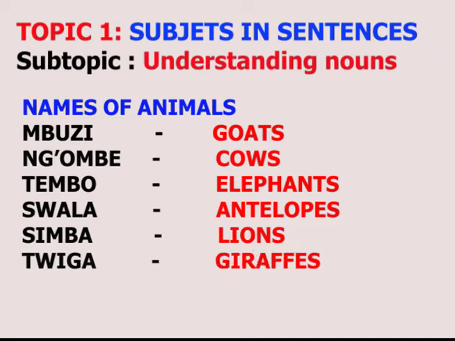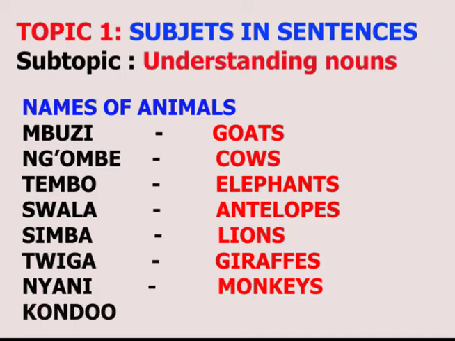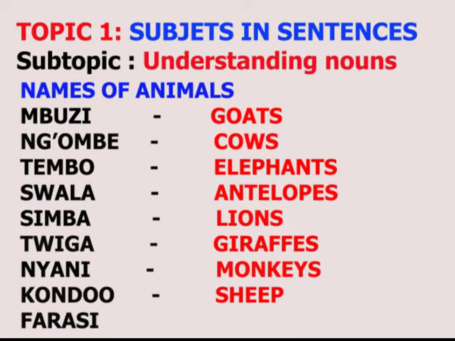And also we have other animals which are known in Swahili as nyani. Nyani are monkeys in English. Other names of animals include kondoo, for example. Kondoo in Swahili means sheep. And also we have farasi. Do you know farasi? Farasi in English means horse. So nouns are names of people, as I have mentioned, and the names of animals.